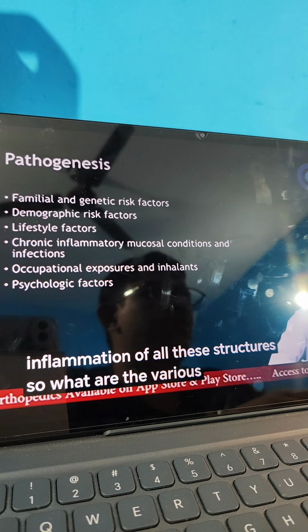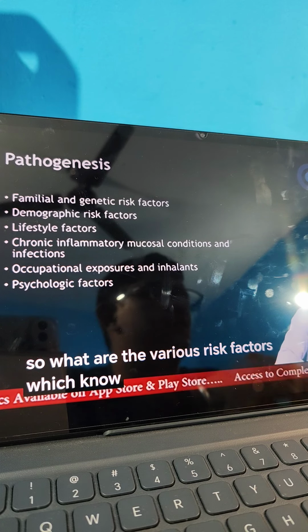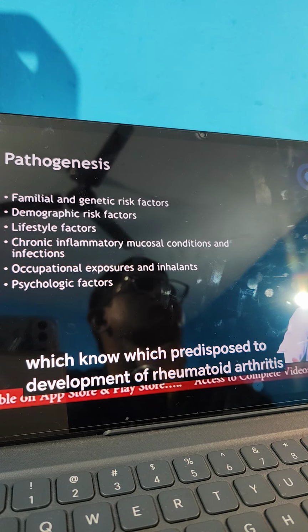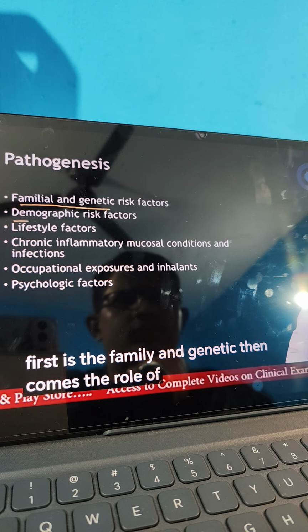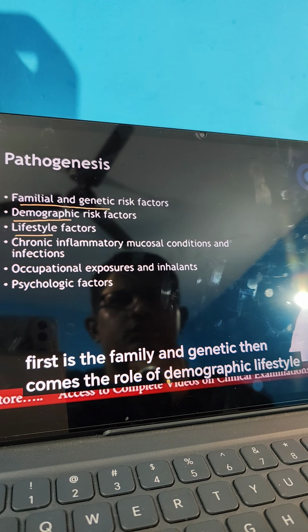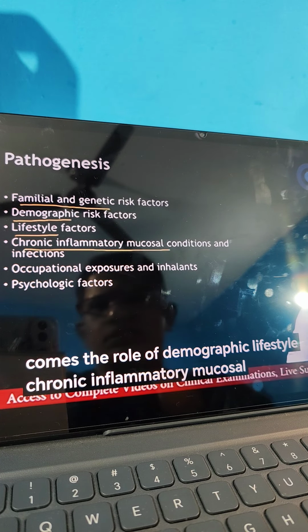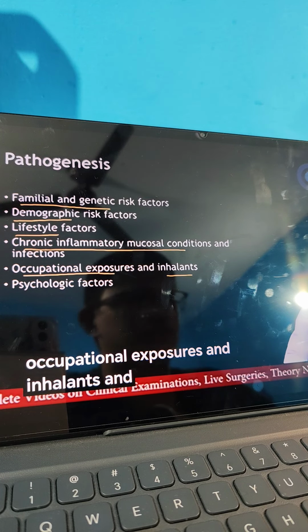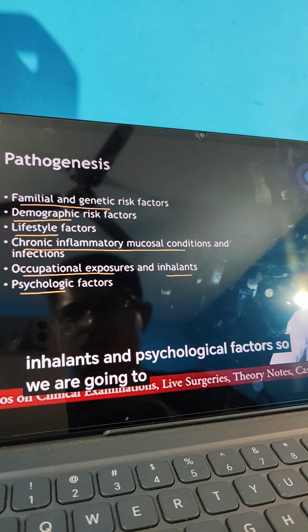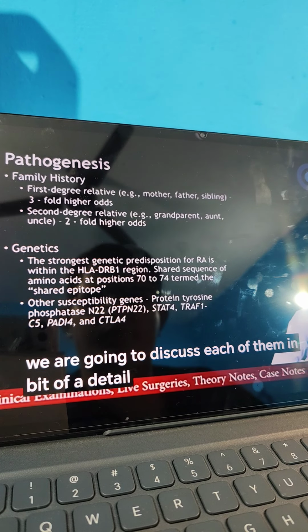So what are the various risk factors which predispose to development of rheumatoid arthritis? The first is familial and genetic. Then comes the role of demographic, lifestyle, chronic inflammatory mucosal conditions, occupational exposures and inhalants, and psychological factors. So we are going to discuss each of them in a bit of detail now.